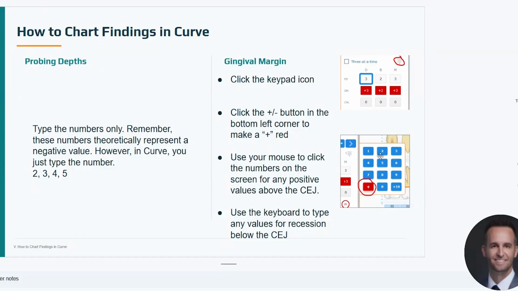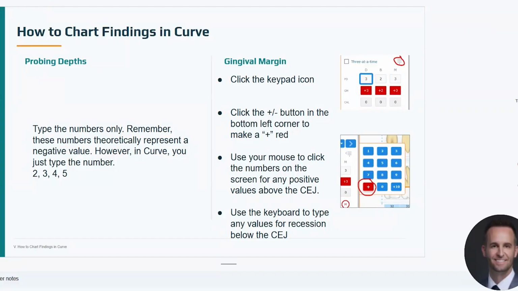But instead of physically clicking these numbers with the mouse like you would for a positive value, you're going to take your finger onto the actual keyboard and you're going to type the number that the recession that the hygienist yelled out. So if she says 2, instead of saying +2, she's going to say 2. You're going to reach down and type the number 2 on the actual keyboard, not using your mouse.